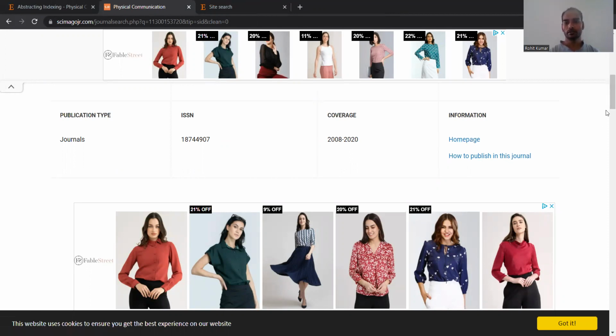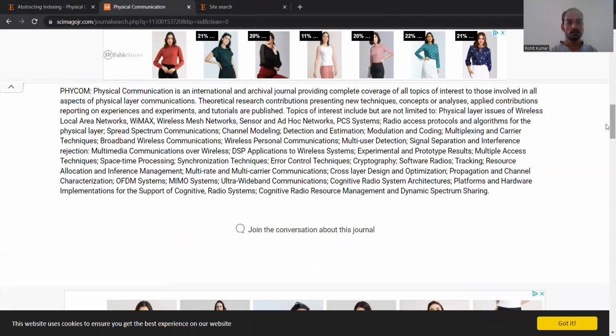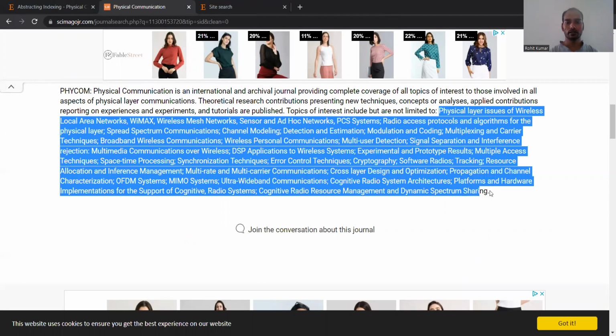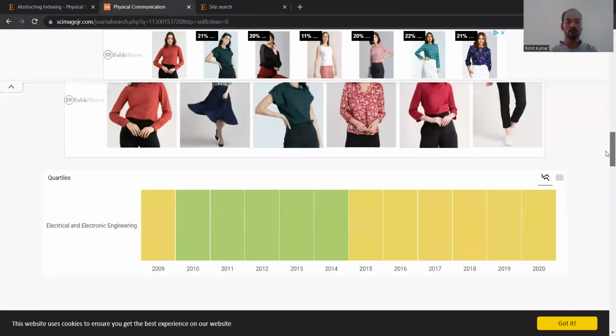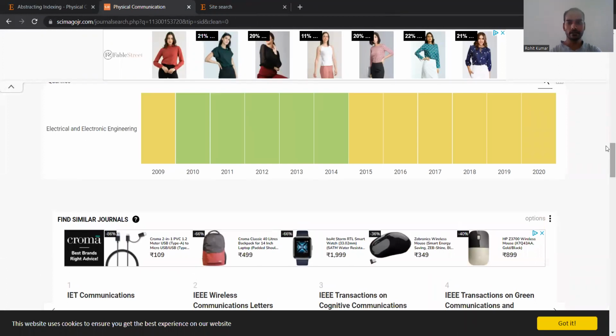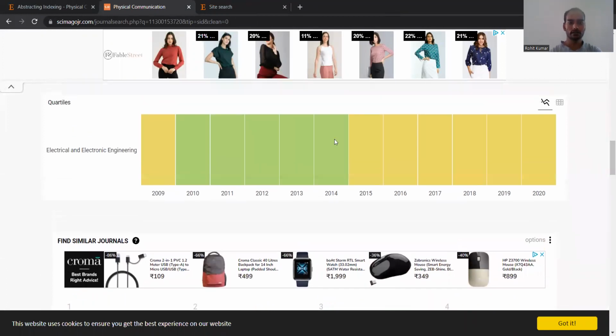Then homepage and publishing, etc. Then different sorts of physical layer issues are again listed over here, and we have already seen what the aim and scope is. Coming down to the quartile of this particular journal, here you can see that initially it was Q2, then became Q1 for a period, and again it became Q2. So the journal is, I will say, not highly recommended, but it's a good one.